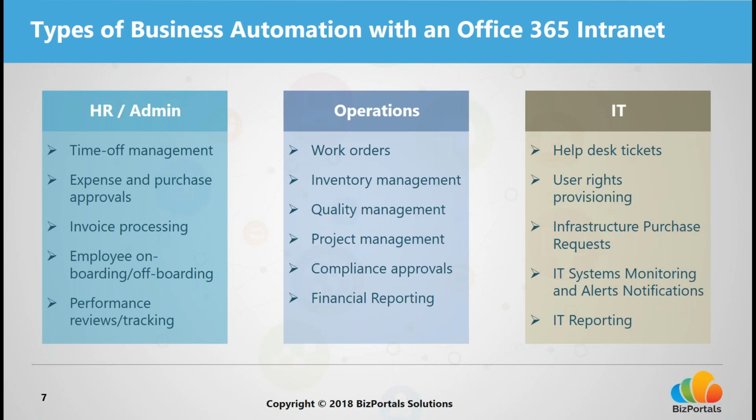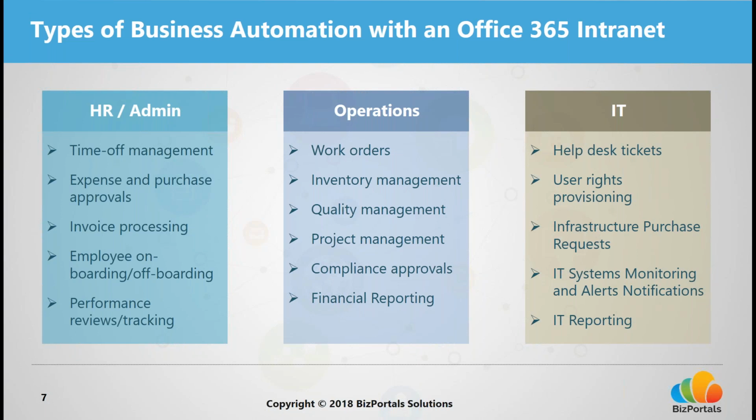So here are some common types and examples of processes, workflows, and tasks that can be automated on an Office 365 intranet. We group them into three main buckets: HR and admin, operations, and IT. So for HR and admin type tasks, you can digitize and automate your time off management, including timesheet approvals and time off requests, expense and purchase requests and approvals, invoice processing from invoice creation to tracking, employee onboarding and offboarding activities without having to burden HR, and employee performance reviews.